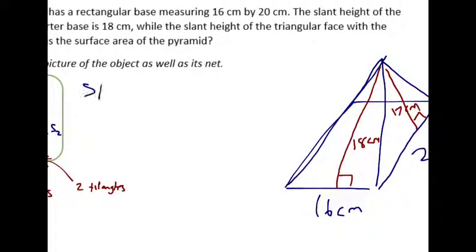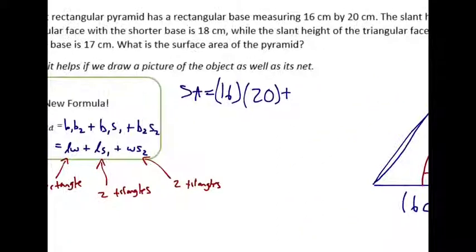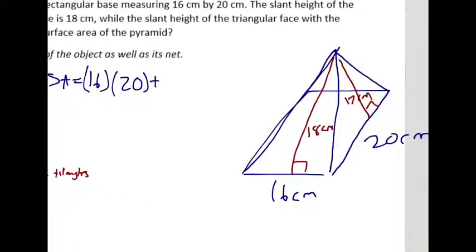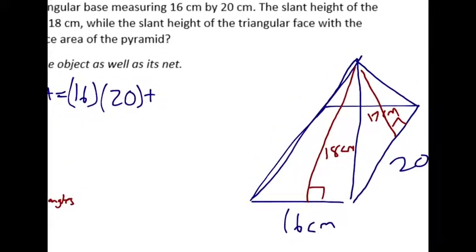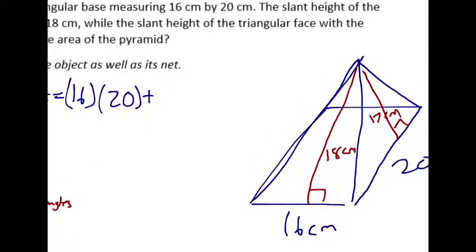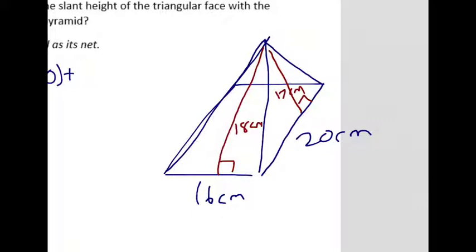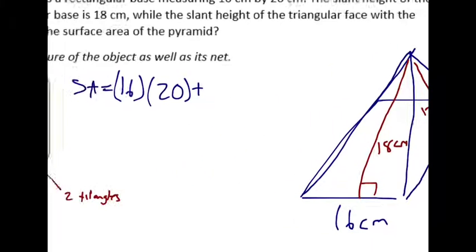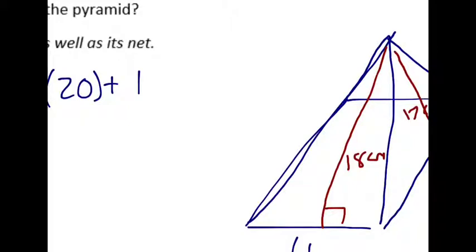So let's actually find the surface area of this thing. Okay? So, surface area is length times width. So that's 16 by 20. Plus, what comes next? Length S1. I'll give you a hint. Watch this. Just take this number and multiply it by its slant height. That'll take care of this triangle and the one on the opposite side. It would be 16 times 18.